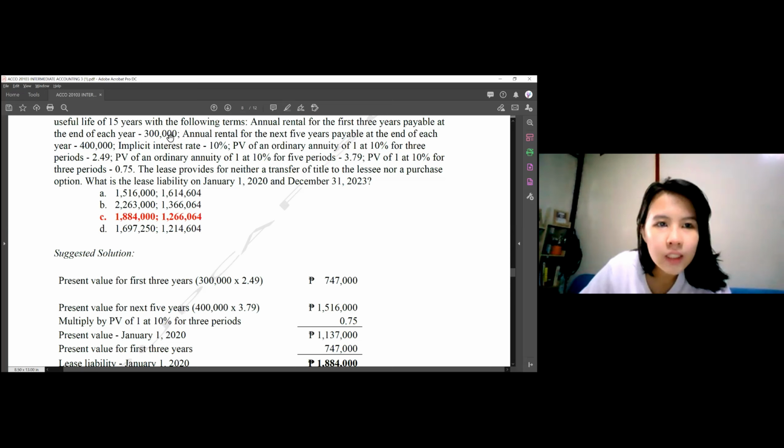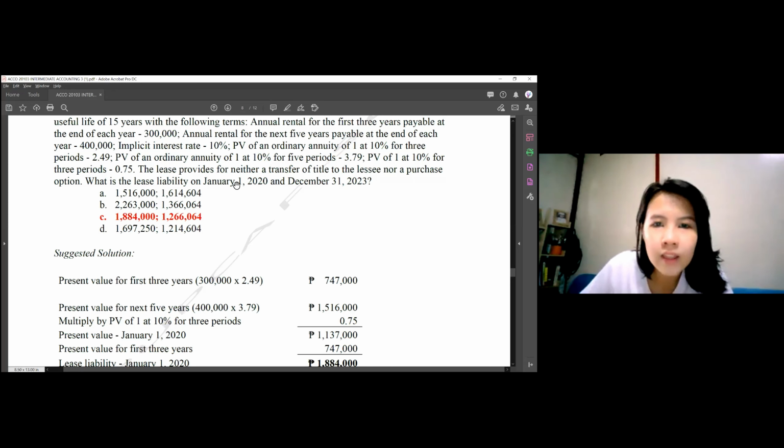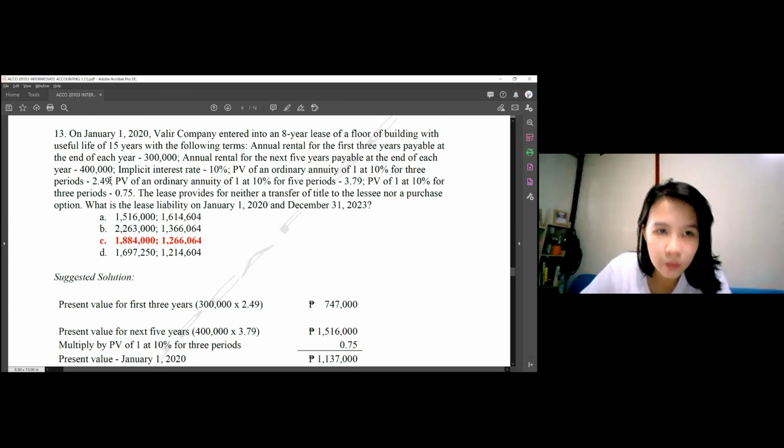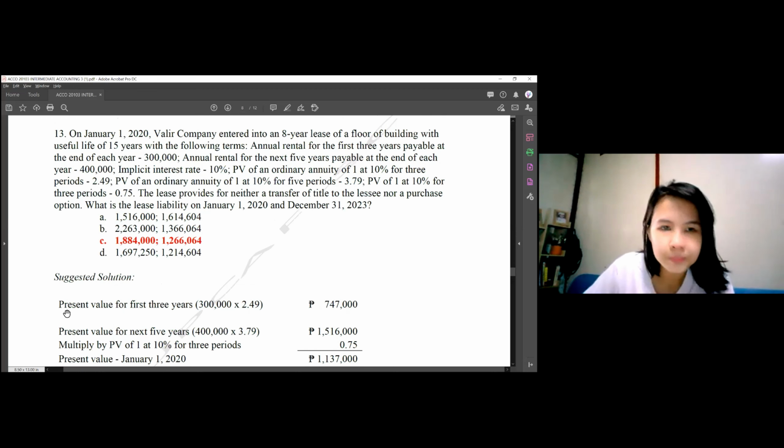For the first 3 years, ang sabi dito ay 300,000 yung payment. So, multiply natin siya dun sa periodic payments na present value ng ordinary annuity, which is 2.49. So, remember, pag periodic payments tayo, laging ang present value, whether it's ordinary annuity or annuity due, dapat lagi yung more than 1. Diba? Okay. So, 2.49. Ayun. And then we'll get 747,000.